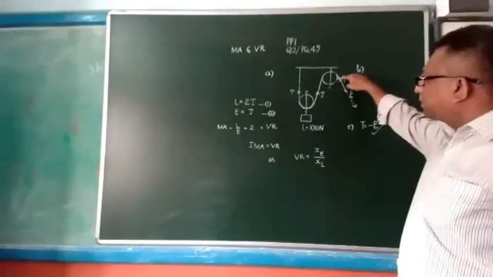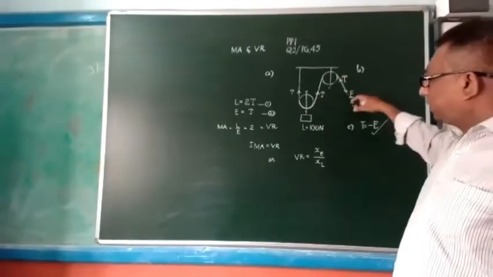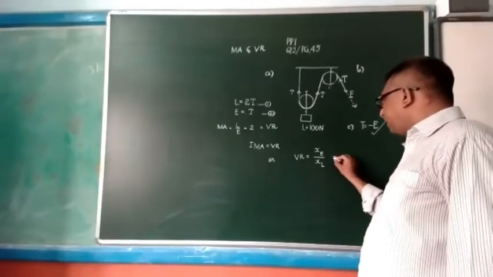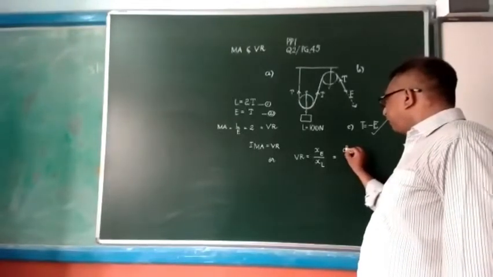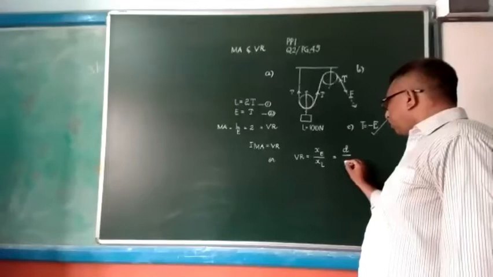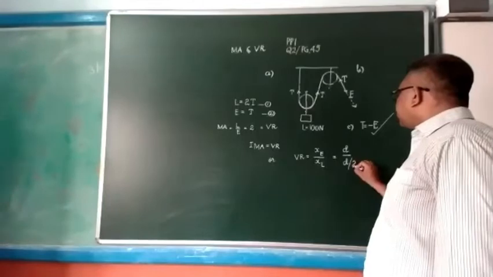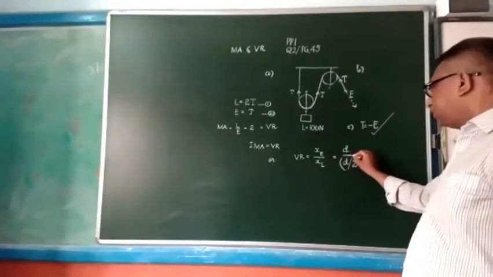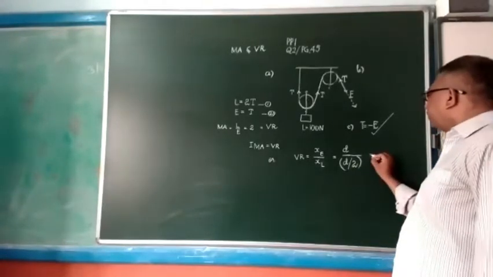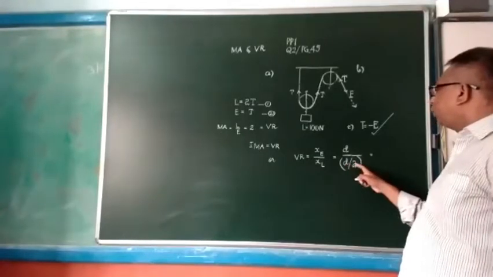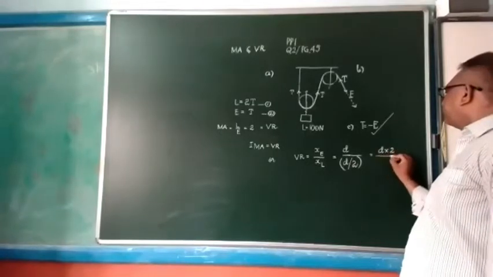Clear? If effort is applied at this end through distance small d, then the load gets displaced by half of the effort distance. Half of the effort distance. Okay, it is a complex fraction, just simplify. So numerator d into 2 divided by small d.